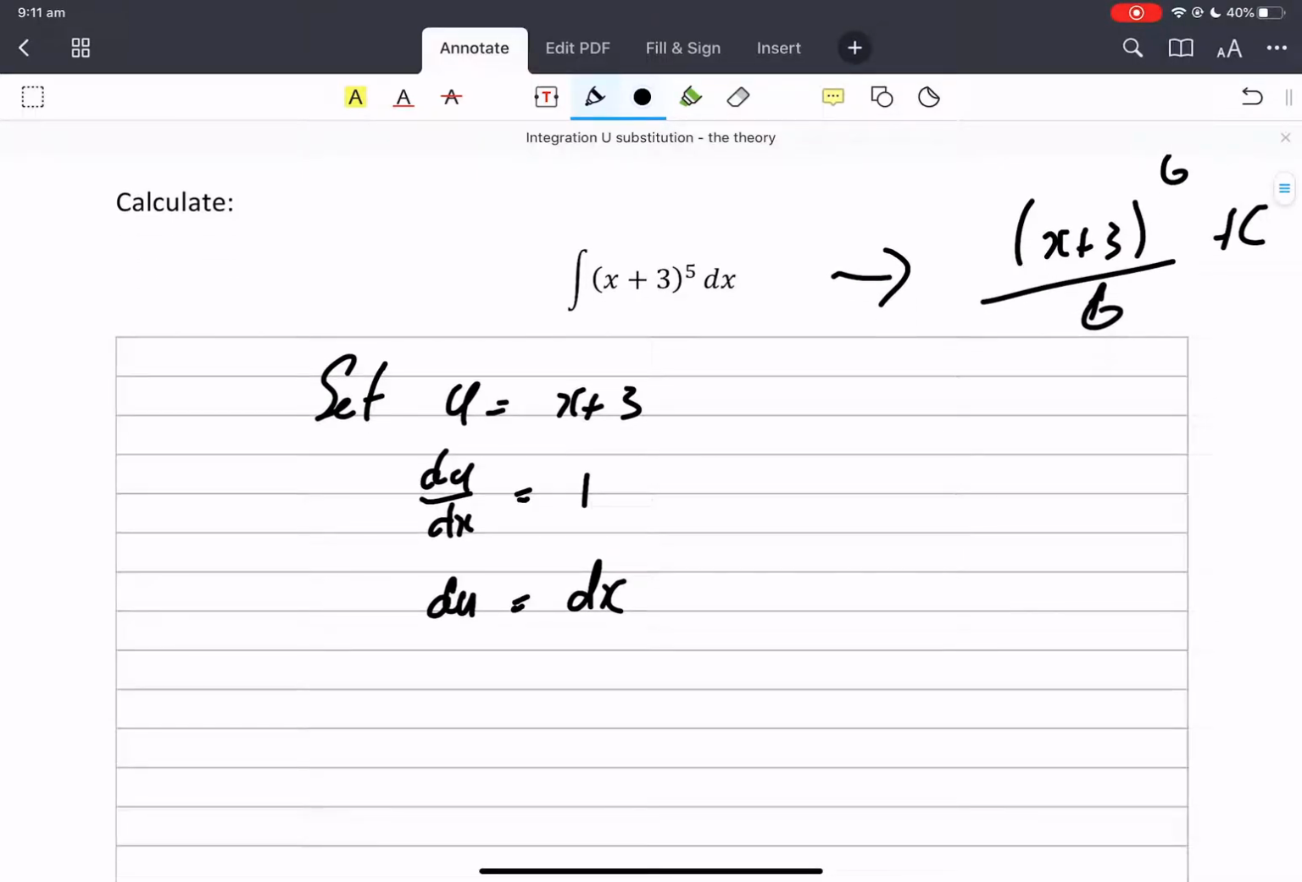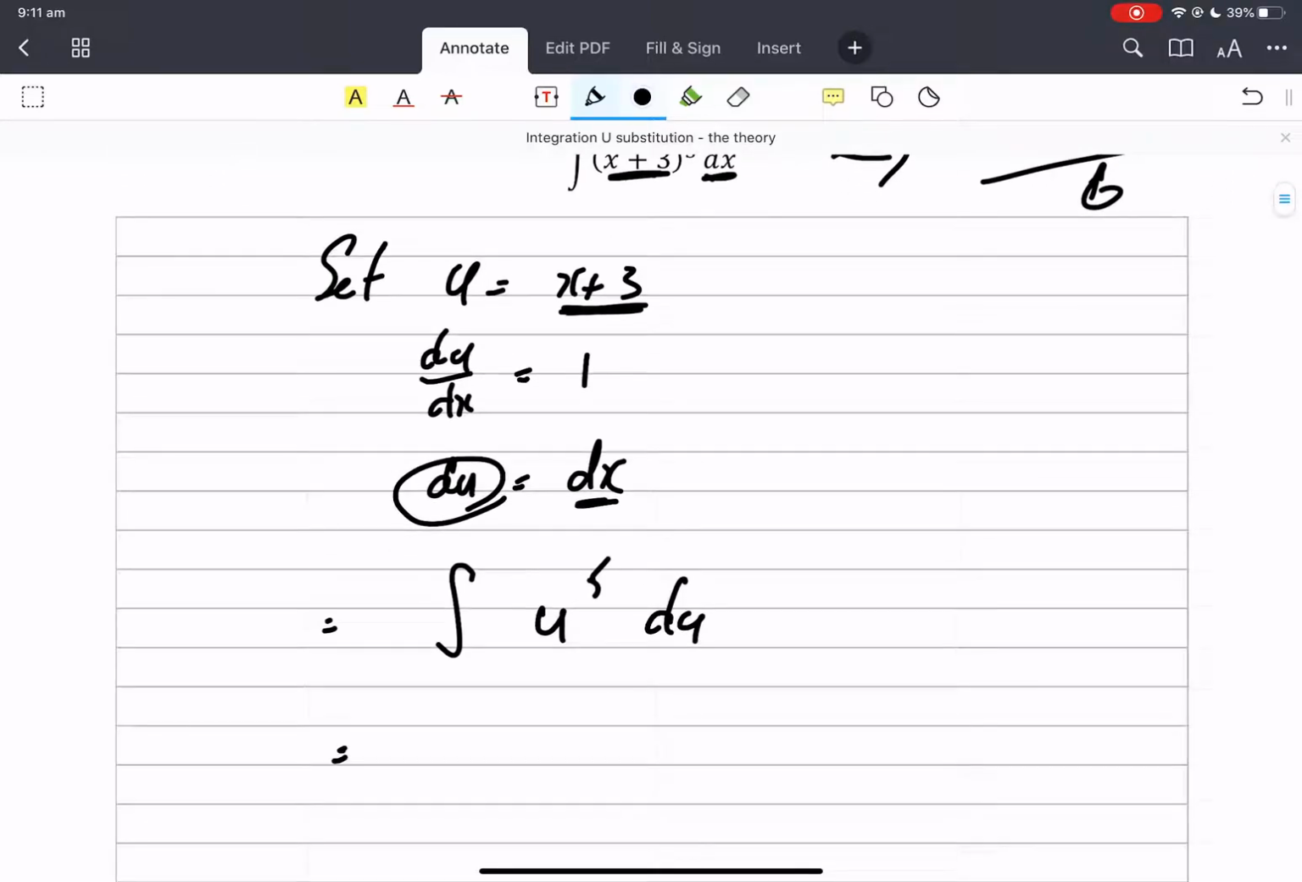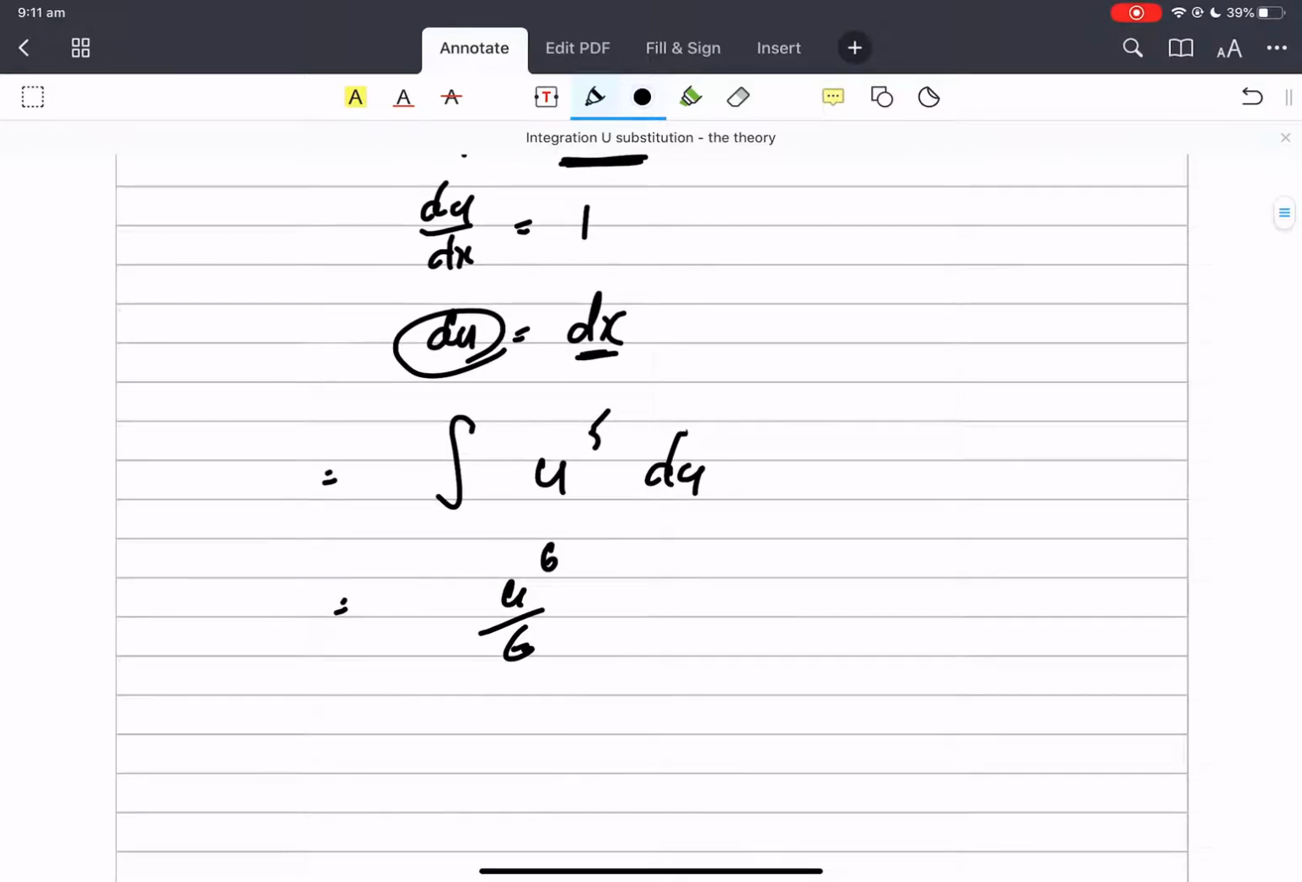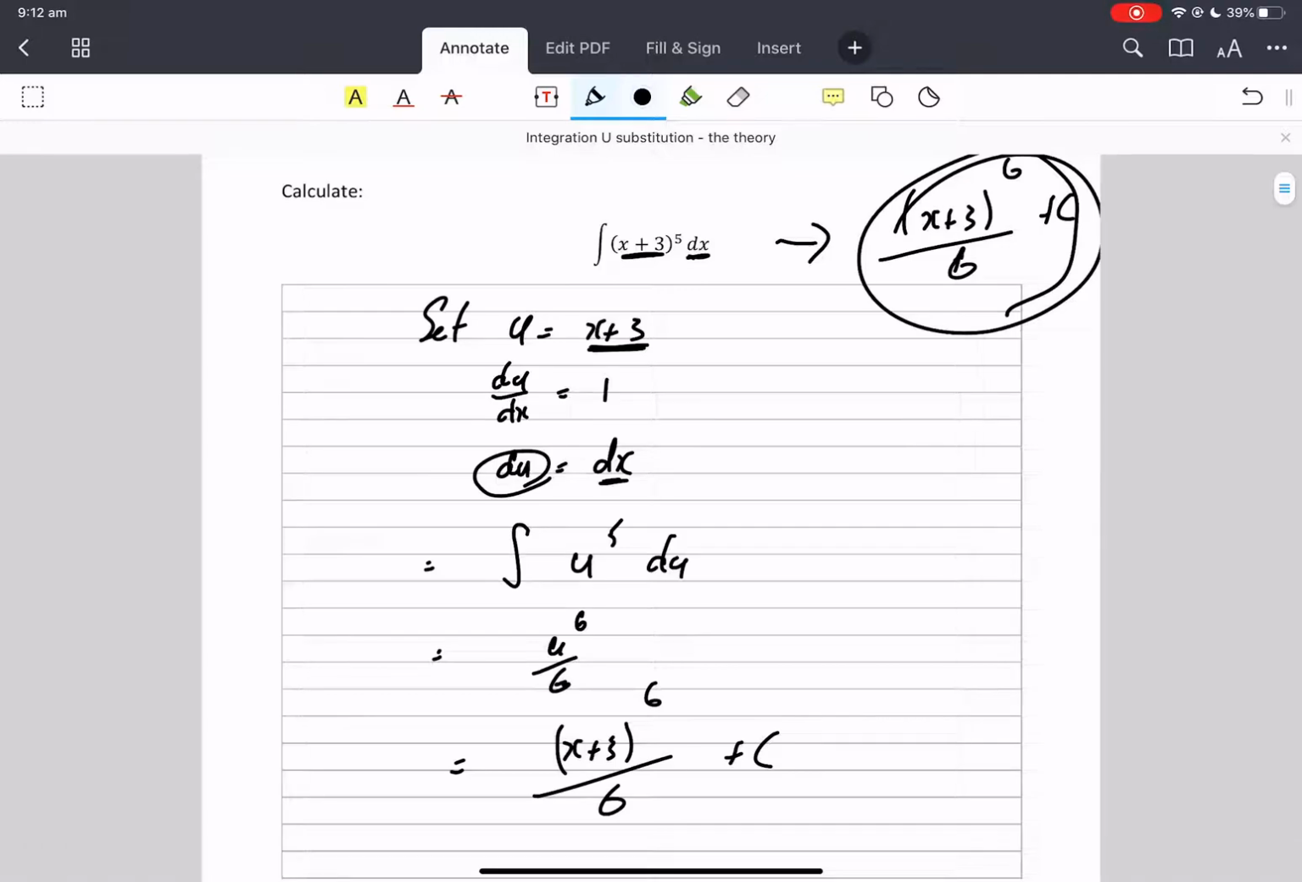Let's do the substitution. So you can see this x plus 3, my integral becomes the integral of x plus 3, which is u to the 5th, dx, but dx is actually du. So it's going to be u to the 6 on 6, and this u is our x plus 3, equals (x + 3)^6 on 6, which is what we knew it was going to be, but that's actually how it works.